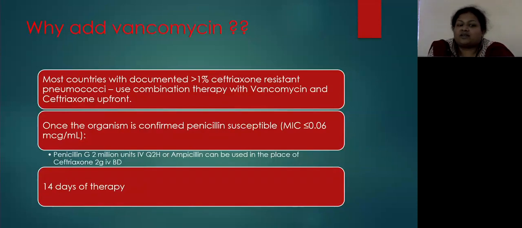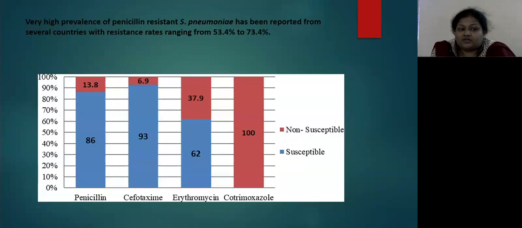Most countries have actually documented resistant pneumococci. That is why you use combination therapy with vancomycin. And once you get the MIC, or you realize that it is penicillin susceptible, you can downgrade and use penicillin or ampicillin. What we target is a 14-day therapy. This was a study looking at the prevalence of resistant pneumococci, which showed resistance varying from 53 to about 75% across the countries.